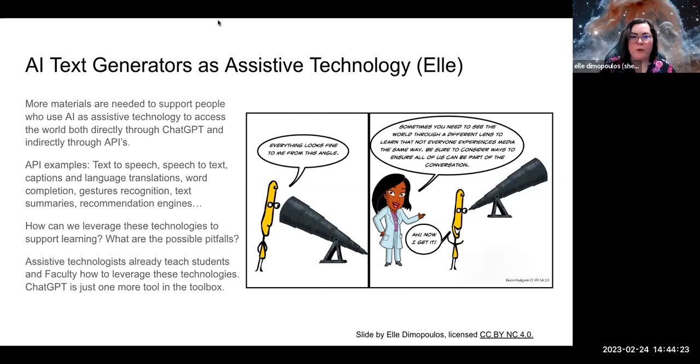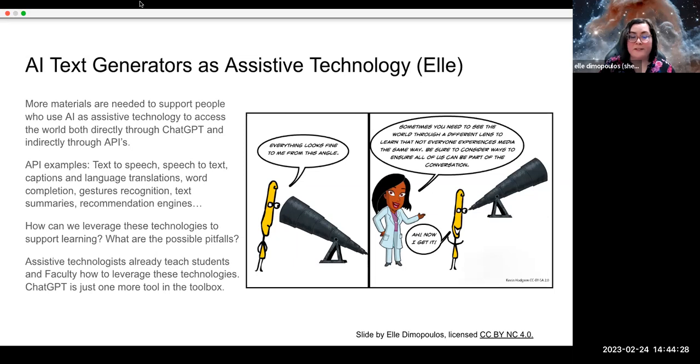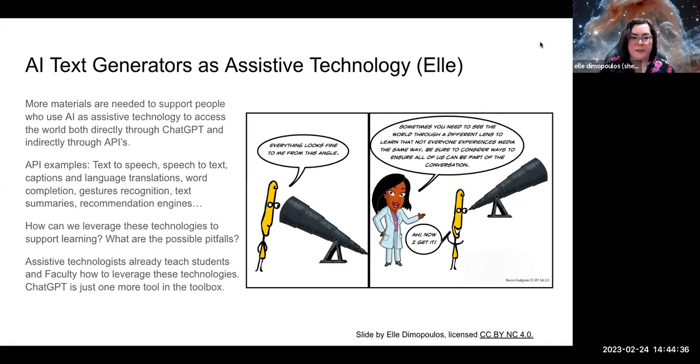So if we're thinking about, well, we'll just write a policy that perhaps bans AI, that's going to necessarily cut off a lot of folks from learning resources and academic supports. Some of these API examples that I've listed include text-to-speech or speech-to-text, captions that we're using right now in Zoom, language translation that we've seen in a previous slide, word completion, or as one of my other colleagues online likes to call ChatGPT, spicy autocomplete.